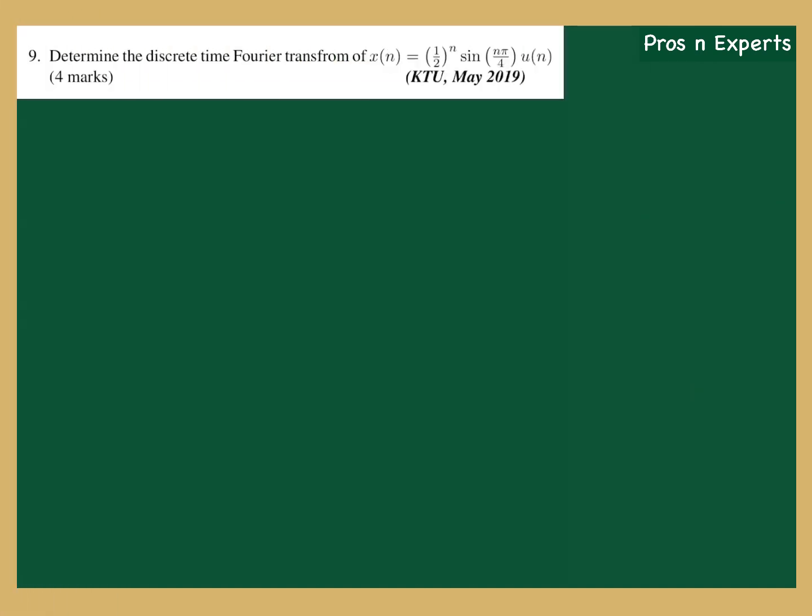Okay, let's start the next question. Determine the discrete time Fourier transform of x of n equal to half raised to n sine n pi by 4 of n. So x of n is equal to half to the power n sine n pi by 4 into u of n. At a single glance, we don't have any direct relations that will fetch the Fourier transform of this signal. So we have to rearrange the signal in some way that may give us a valid Fourier transform.